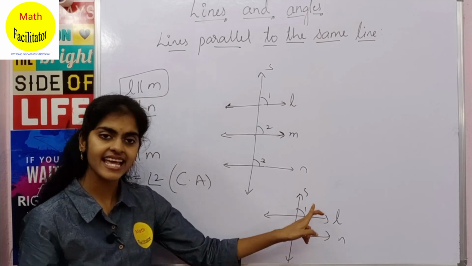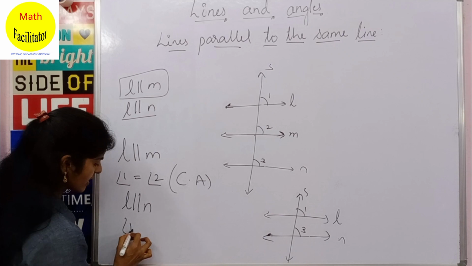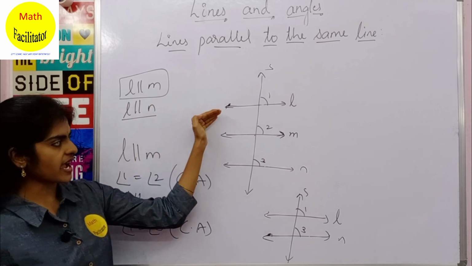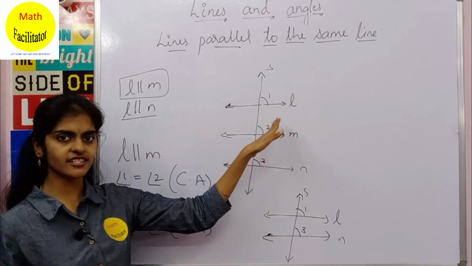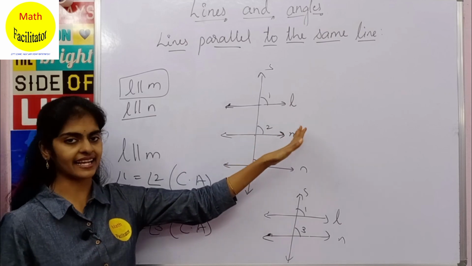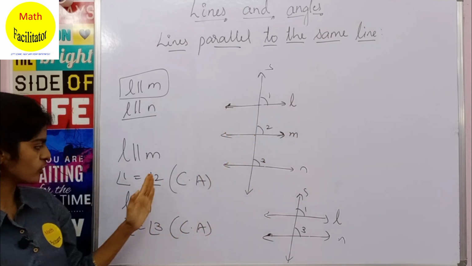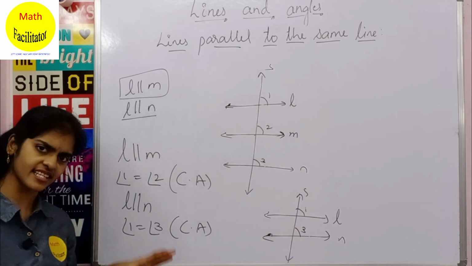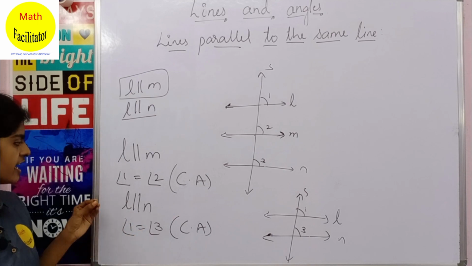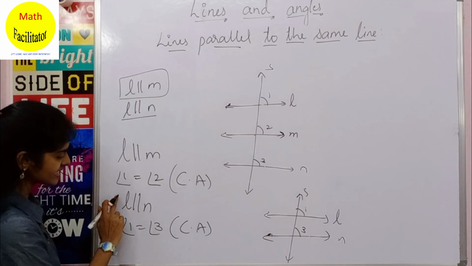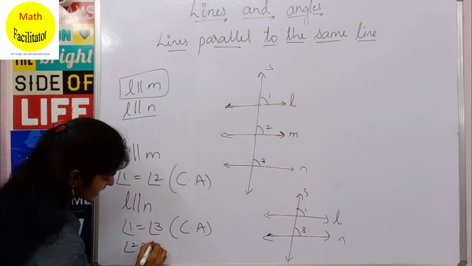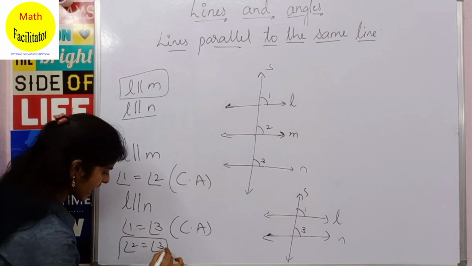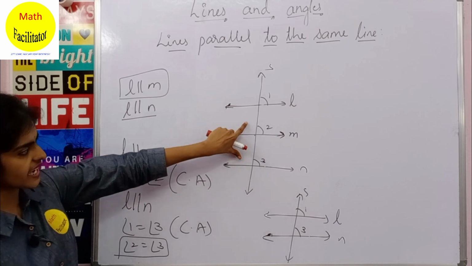So what angles are these? They are also corresponding. So you can say angle 1 is equal to angle 3, because they are corresponding angles. So L is parallel to M and 1 and 2 are corresponding angles, so they are equal using corresponding angles axiom. And L is parallel to N also, and 1 and 3 are corresponding angles, so you can say 1 is equal to 3 using the same axiom. So from these two equations what can you say? Angle 1 is equal to angle 2, angle 1 is equal to angle 3, so you can equate angle 2 and angle 3.